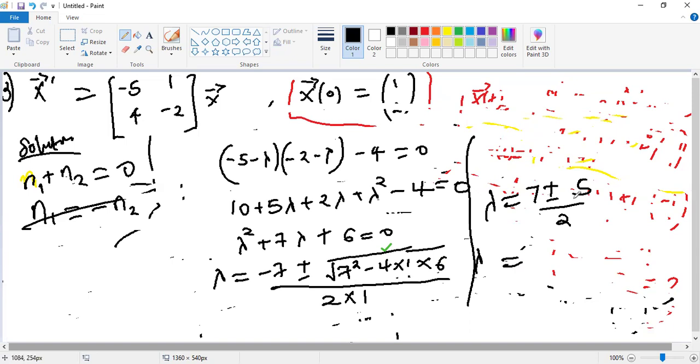So lambda will be equal to 7 plus 5 is what? 12. 12 divided by 2, 6. 7 minus 5 is what? 2. 2 divided by 2, 1. Negative 7. Oh, there's negative 7 here. So negative 7 minus 5, negative 12. Negative 12 divided by 2 gives negative 6. Negative 7 plus 5, negative 2. Divided by 2, negative 1. I hope we are together. The one who was saying those are not the answers, those are them. Are we together?